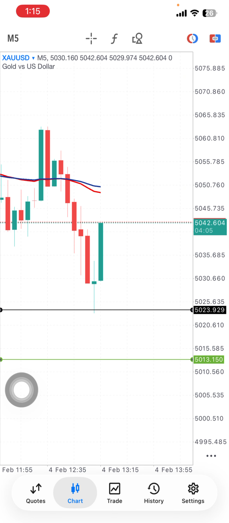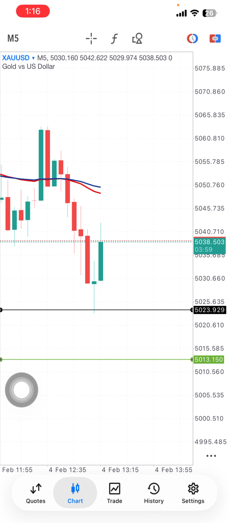From this area, that is 5,023.929, you see, from that area alone to the area where the market is right now, the market has made almost how many?